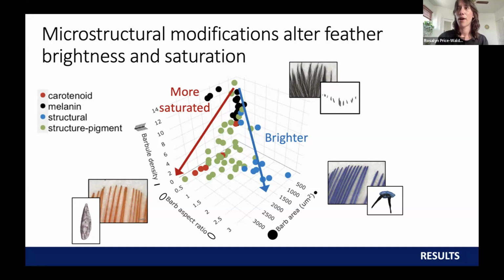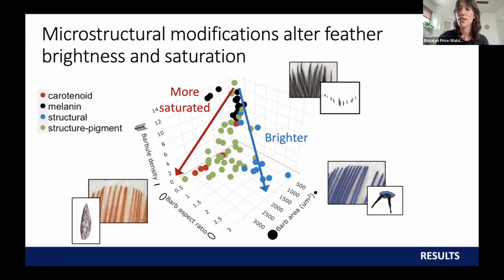Meanwhile, structurally colored barbs with lower barbule density and flatter, larger barbs are brighter, because they're actually maximizing the surface area of the barb that contains light-scattering nanostructures. So again, taking a step back, this means that carotenoid pigmented and structurally colored feathers have actually evolved some pretty substantial modifications to enhance coloration.